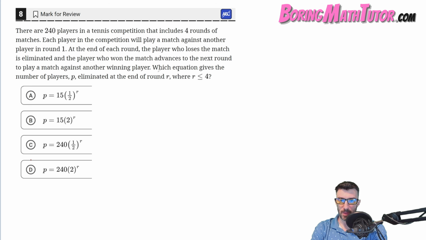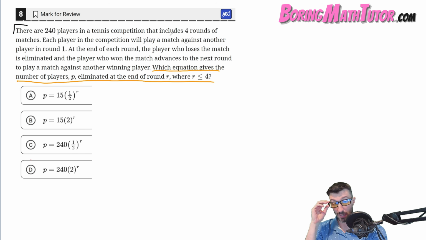This one, they are saying which equation gives the number of players eliminated at the end of round R. I am purposely reading the question first. Okay, now let's read what's going on. There are 240 players in a tennis competition that includes 4 rounds of matches. Each player in the competition will play a match against another player in round 1.